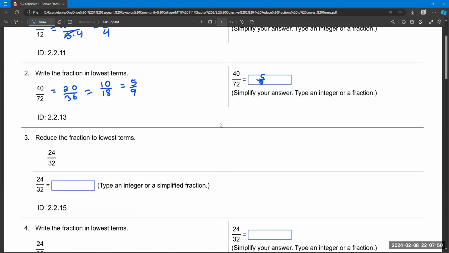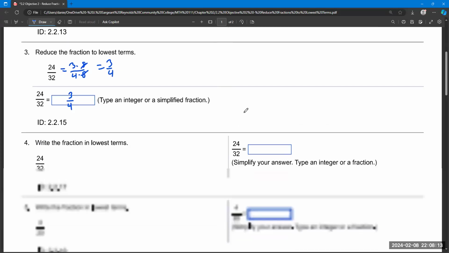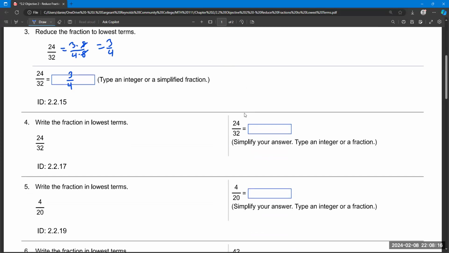Now let's try and look for the biggest factor of 24 that's also a factor of 32. I think it's 8. I think that this is 3 times 8. And I think that this is 4 times 8. And that this is 3/4. Make sure that that looks like a 4 to you and not a 7. 24 and 32, I mean, that's the same one again. These just get randomly chosen, so sometimes we get the same problem again, but that's 3/4 again.